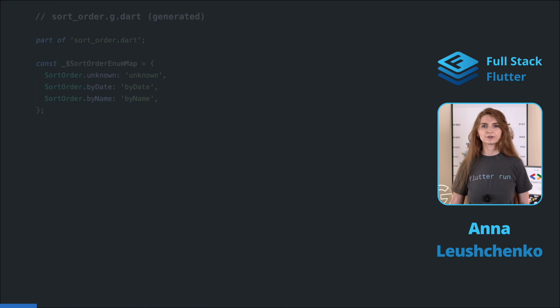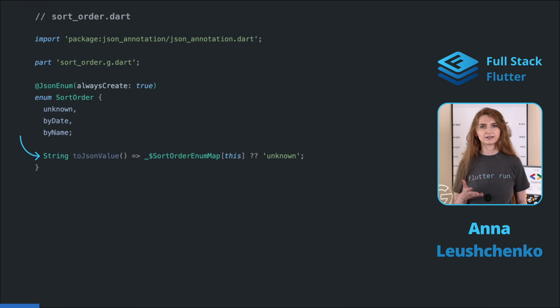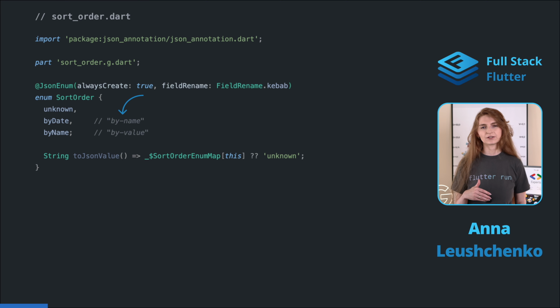Now this map can be used in an enum public method like this. I also would like to point out that if the style of renaming enum items to JSON values is consistent, like here, instead of providing individual names in the JSON value annotation over each item, we can set the renaming field in the field rename property, which can automatically convert enum names to kebab, snake, and Pascal case.